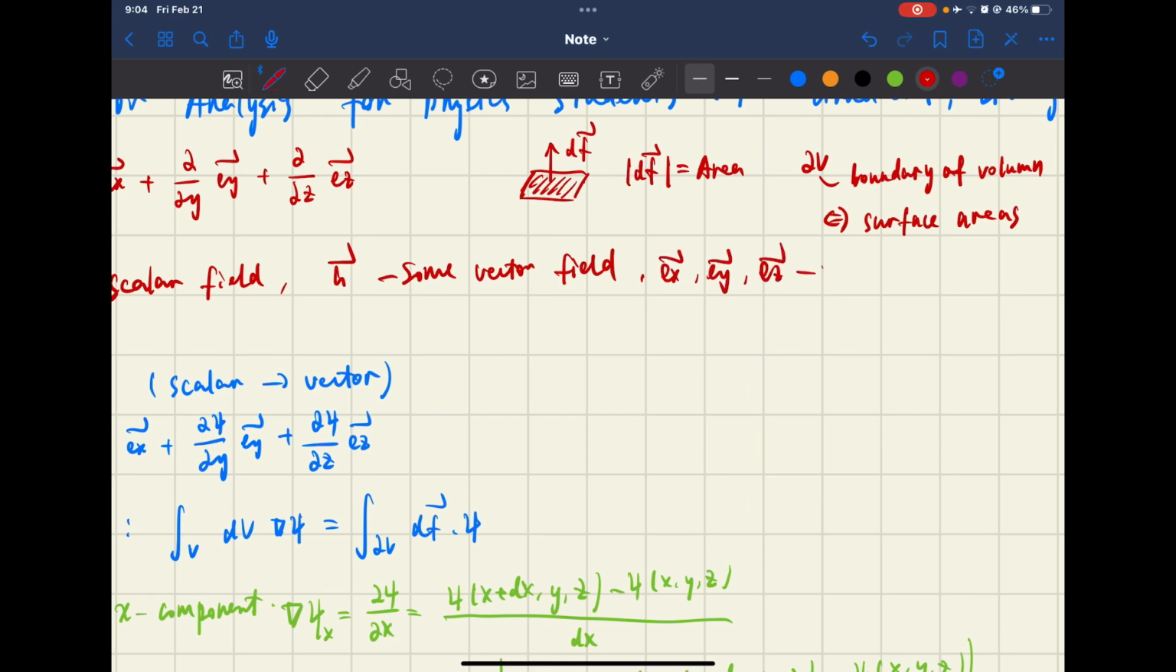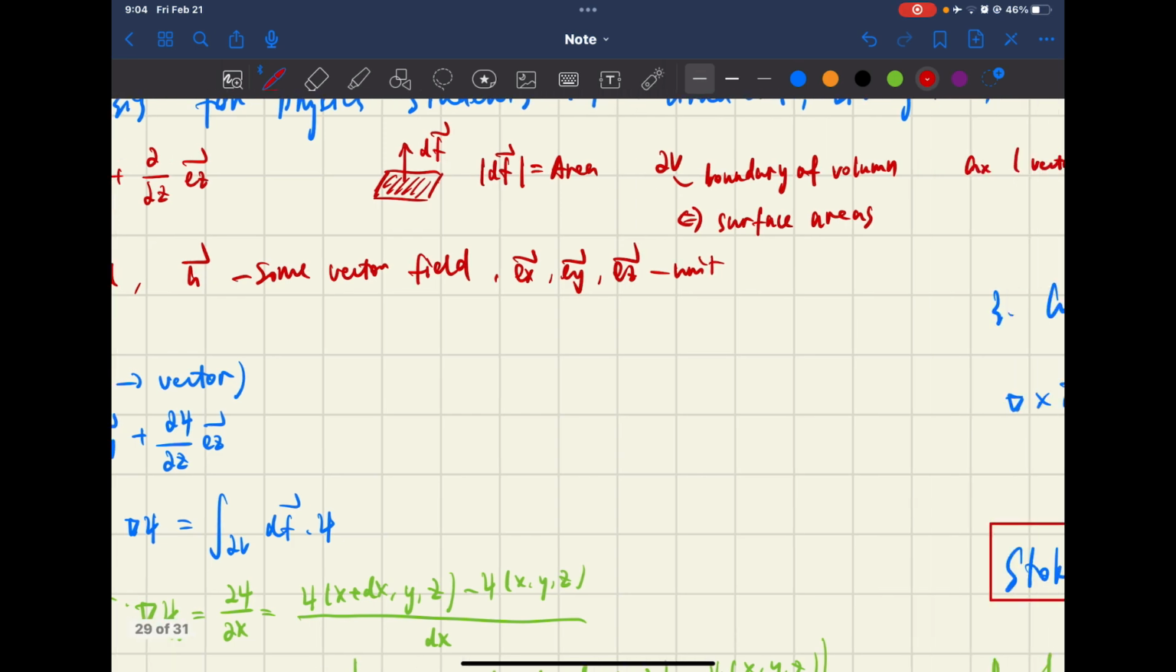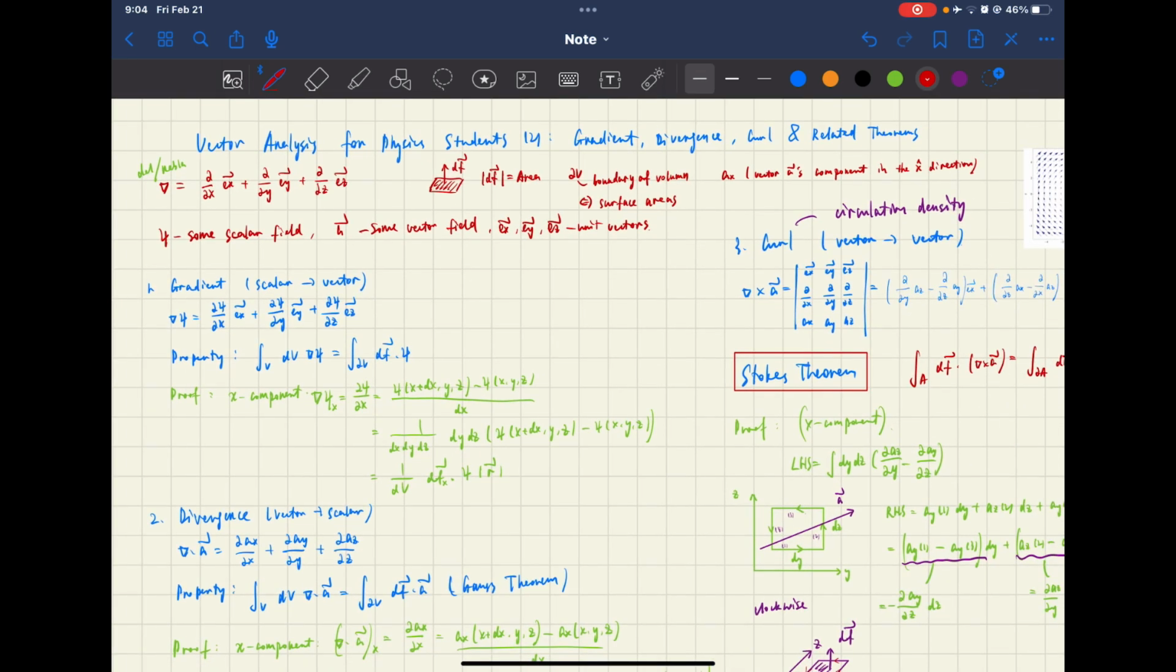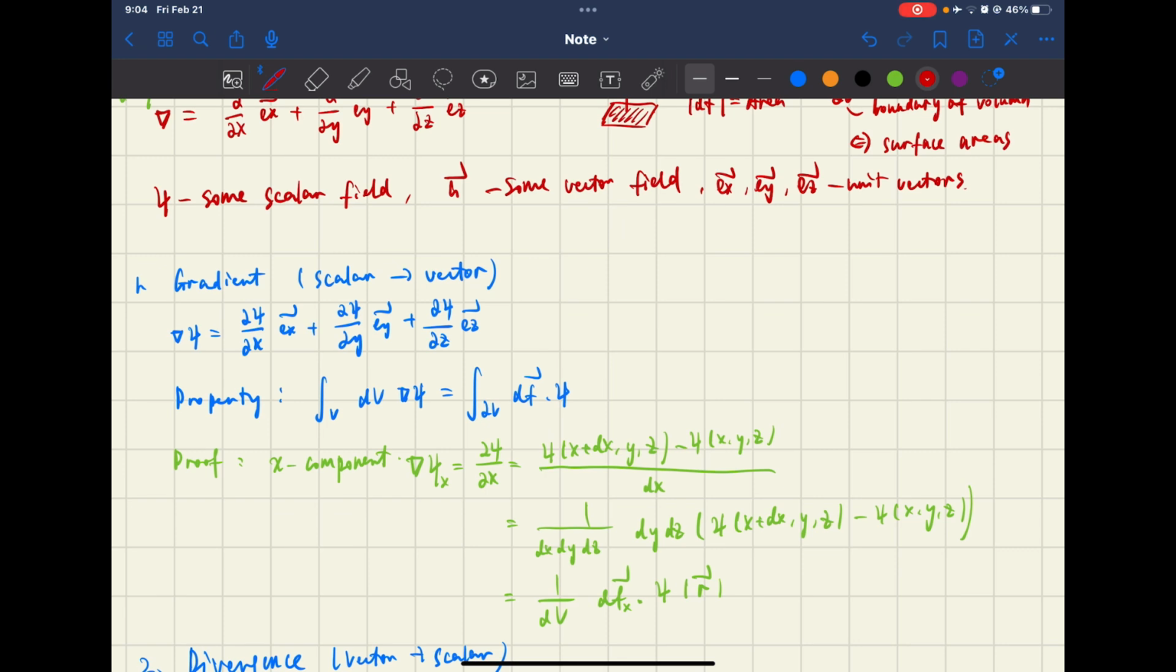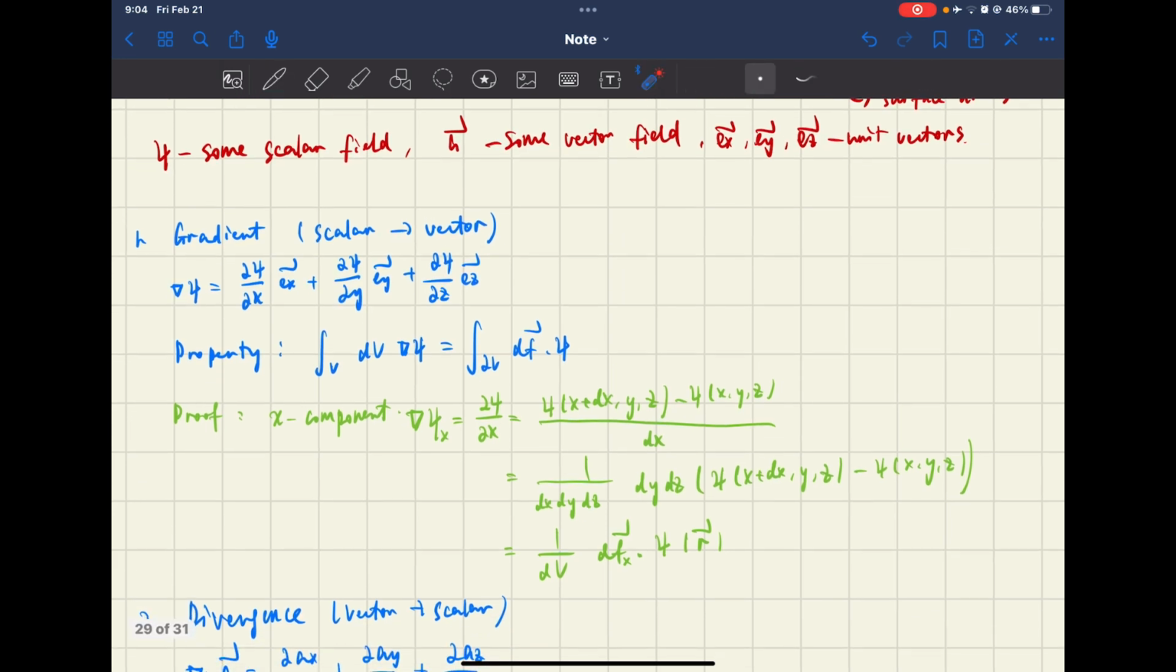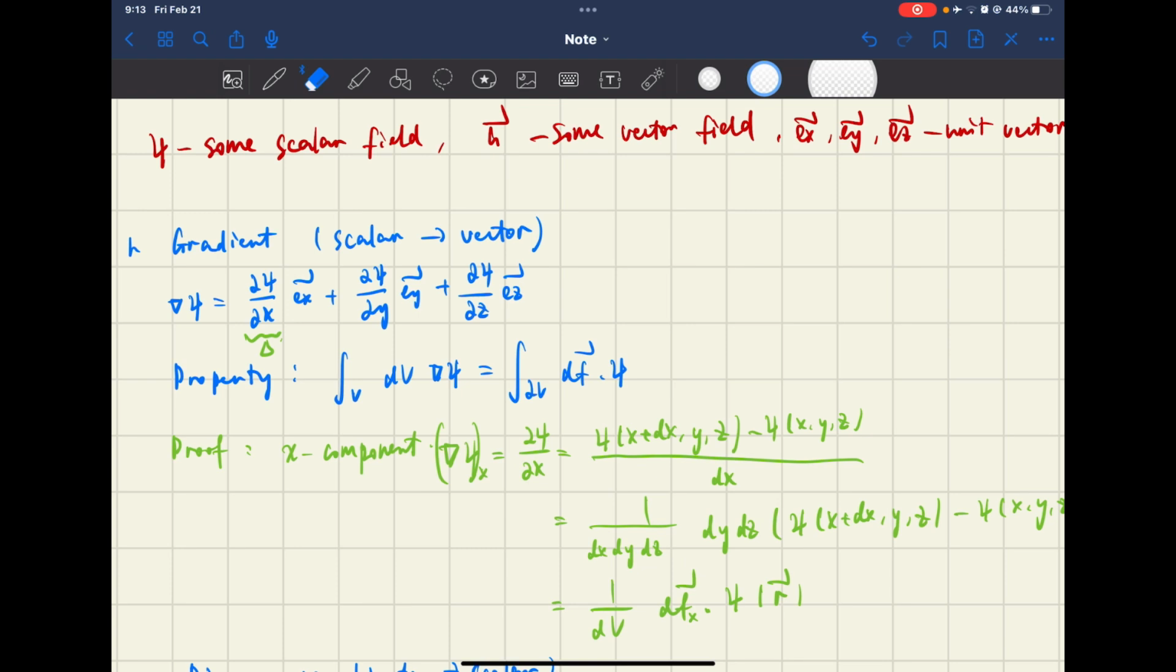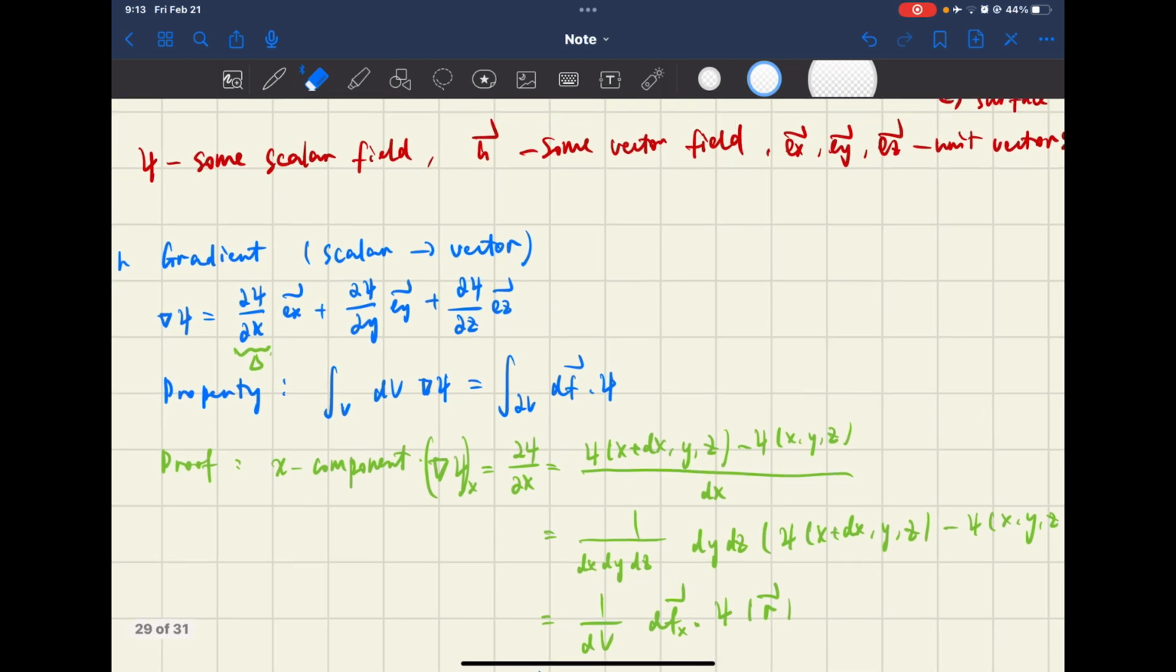They are unit vectors in respective directions x, y, z. We'll use the Cartesian coordinate system for simplicity in this video. Okay, so that's the definition of the gradient of a scalar field. Now we are going to move on to the relevant properties of the gradient concept.